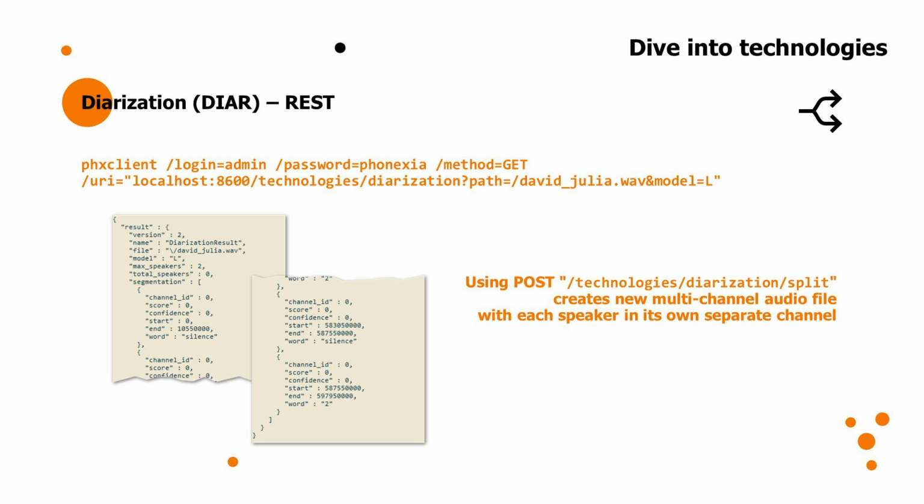Calling technology's Diarization split endpoint using HTTP post method creates a new multi-channel audio file with each speaker in its own separate channel. This endpoint requires one more parameter target, specifying the target file to be created.